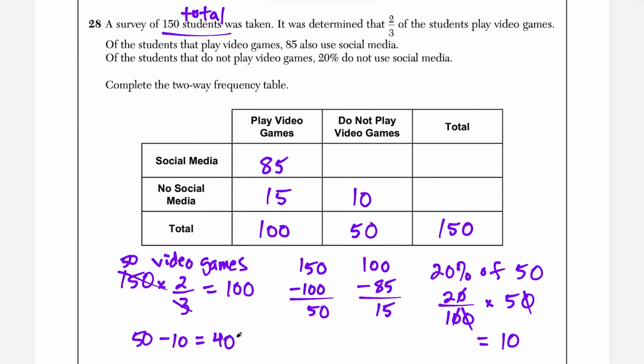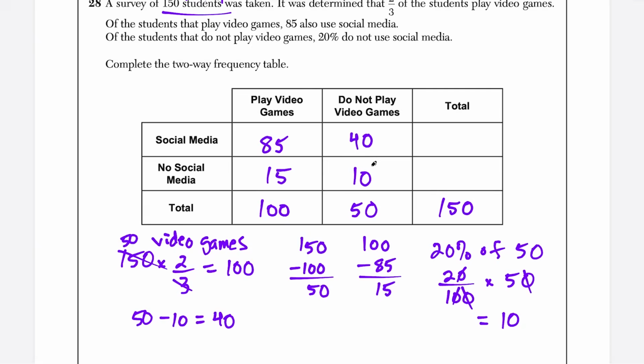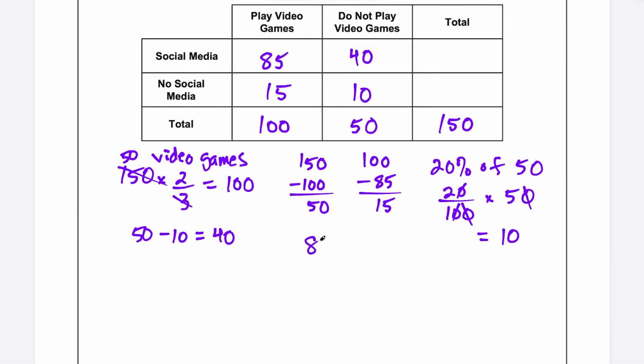You are only being graded really on the completion of your table. It's not saying justify. So, I mean, I still show the work off to the side, but I'm not going to go too crazy labeling everything. So now I have that this is 40. And now for these totals, I just have to add. So we're just going to do 85 plus 40. And that's going to give us 125.